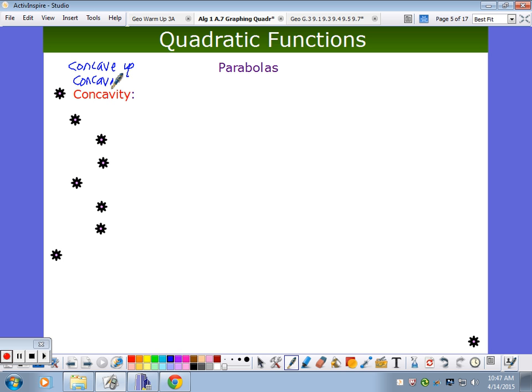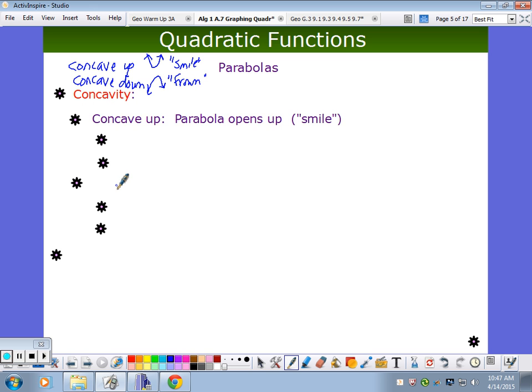When we talk about parabolas that are concave up or concave down, I like to think of this one as a smile and a frowny face. So concavity. Parabola opens up or the parabola opens down. What about convex? Convex is a different thing. So we're just talking about concavity when we're referring to this. So if I say I've got a concave up parabola, you should get this picture. If I say I have a concave down one, you should get that one.